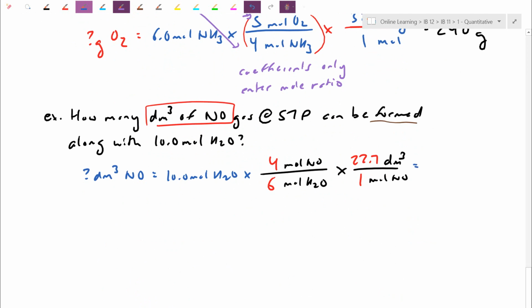Numbers on top you multiply. 10 times 4 times 22.7. I'm going to divide out the 6, and I get 151 decimeter cube. No problem if you put your answer in 151 liters, but just note that when they give you questions, they're definitely going to use decimeter cube instead of liters.